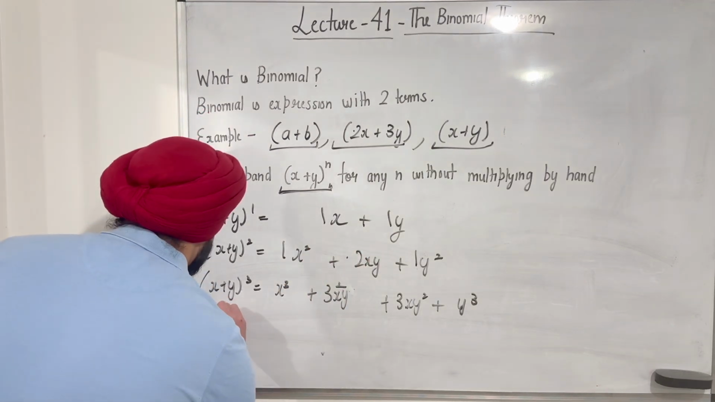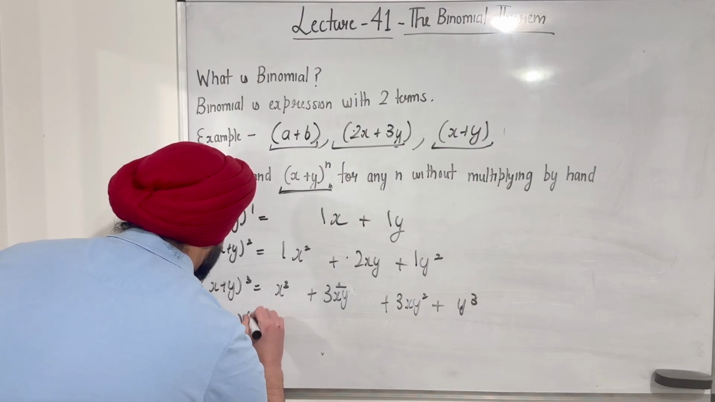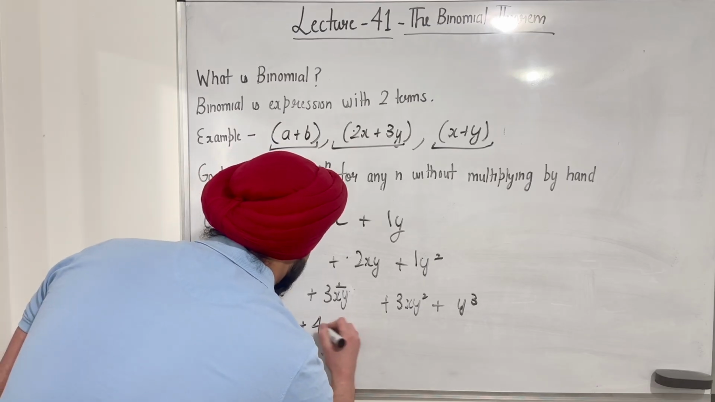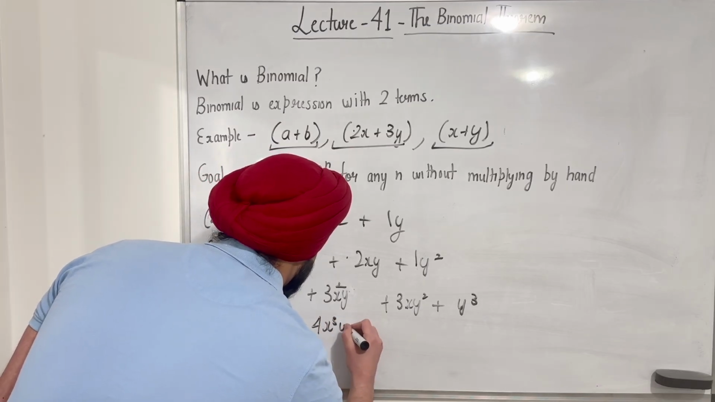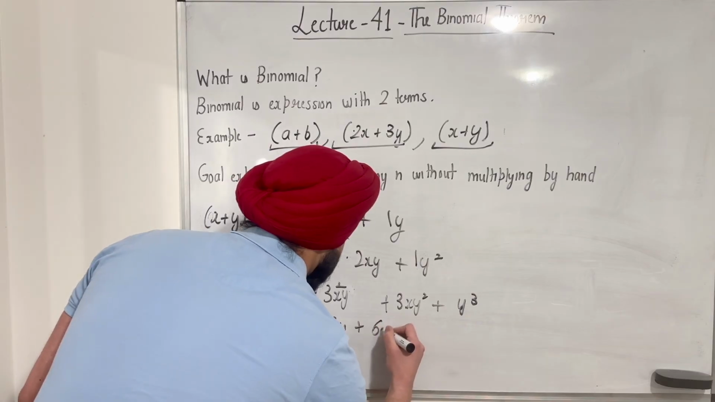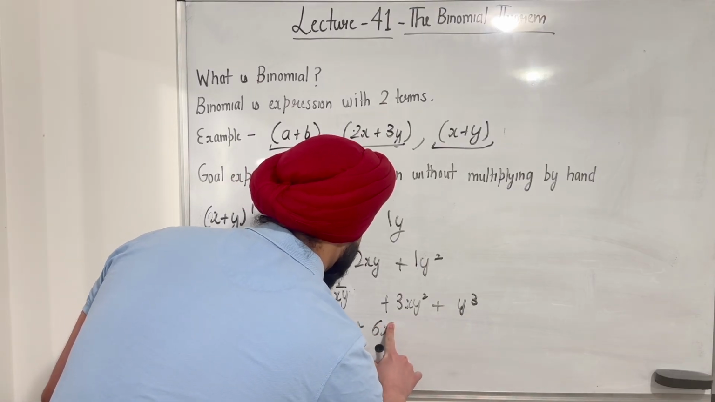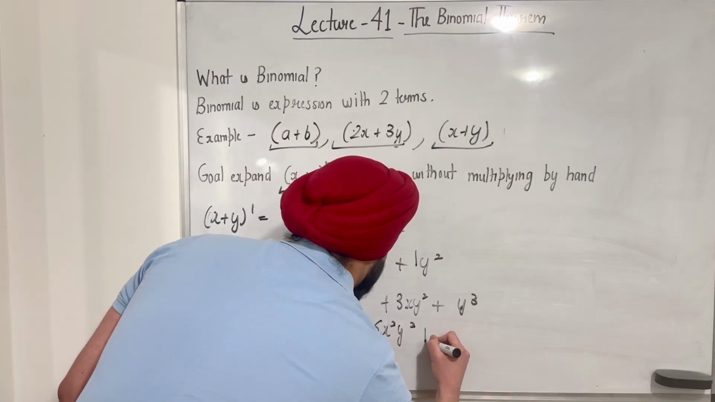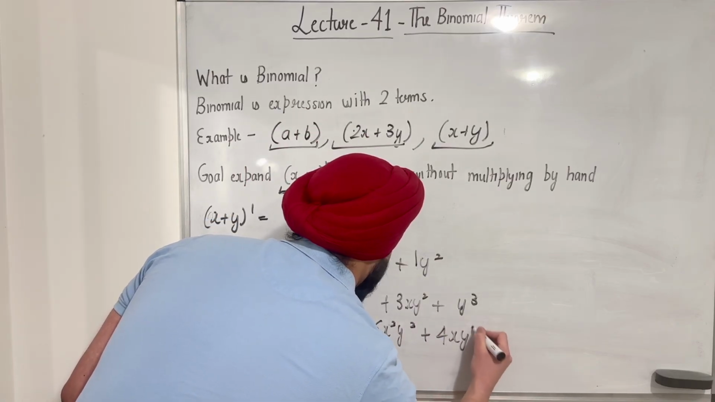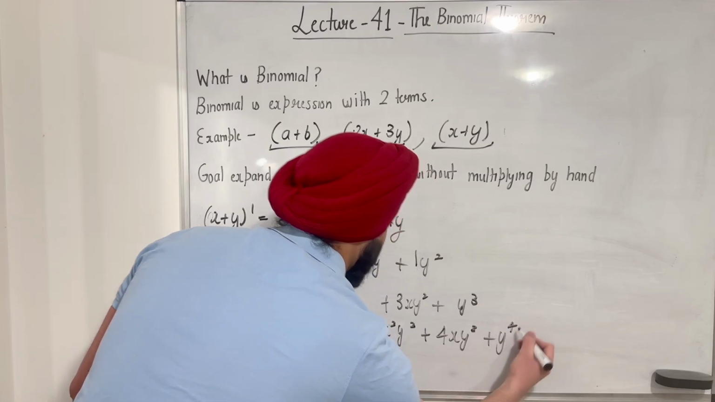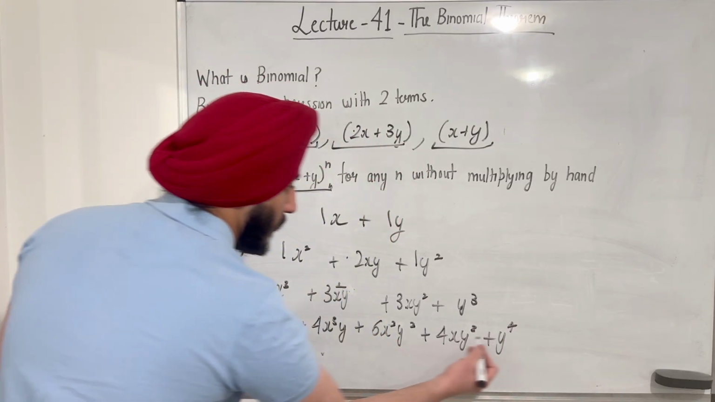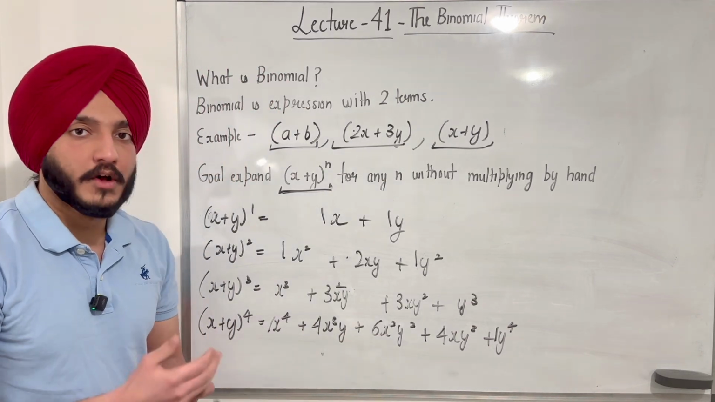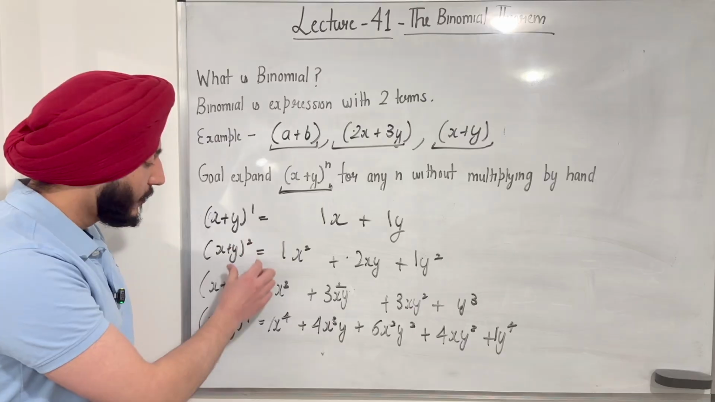The fourth one would be (x plus y) to the power of 4. It would be x to the 4 plus 4x cubed y plus 6x squared y squared plus 4xy cubed plus y to the 4. Once again, I'm just adding the coefficients to these values. So these are the formulas for the first 4 n values, that is, (x plus y) to the power of 1, 2, 3, 4.